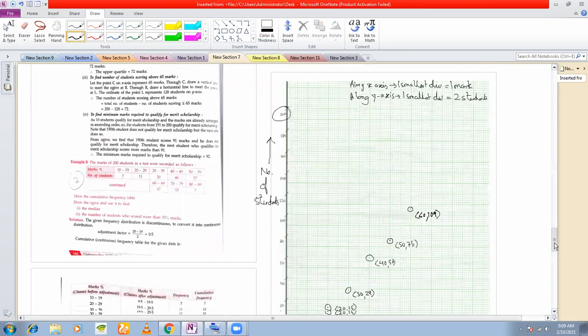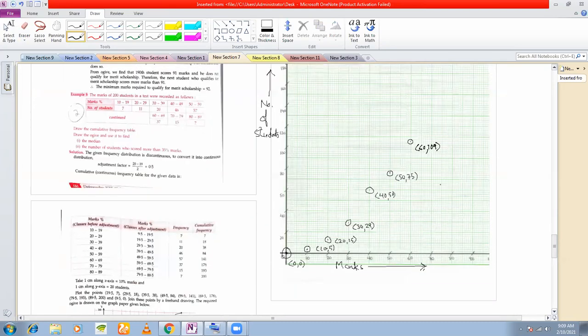Next, 70, 145. So 70 you have, and you locate 140 here. 145 should be halfway between these two. So this is your 70, 145.